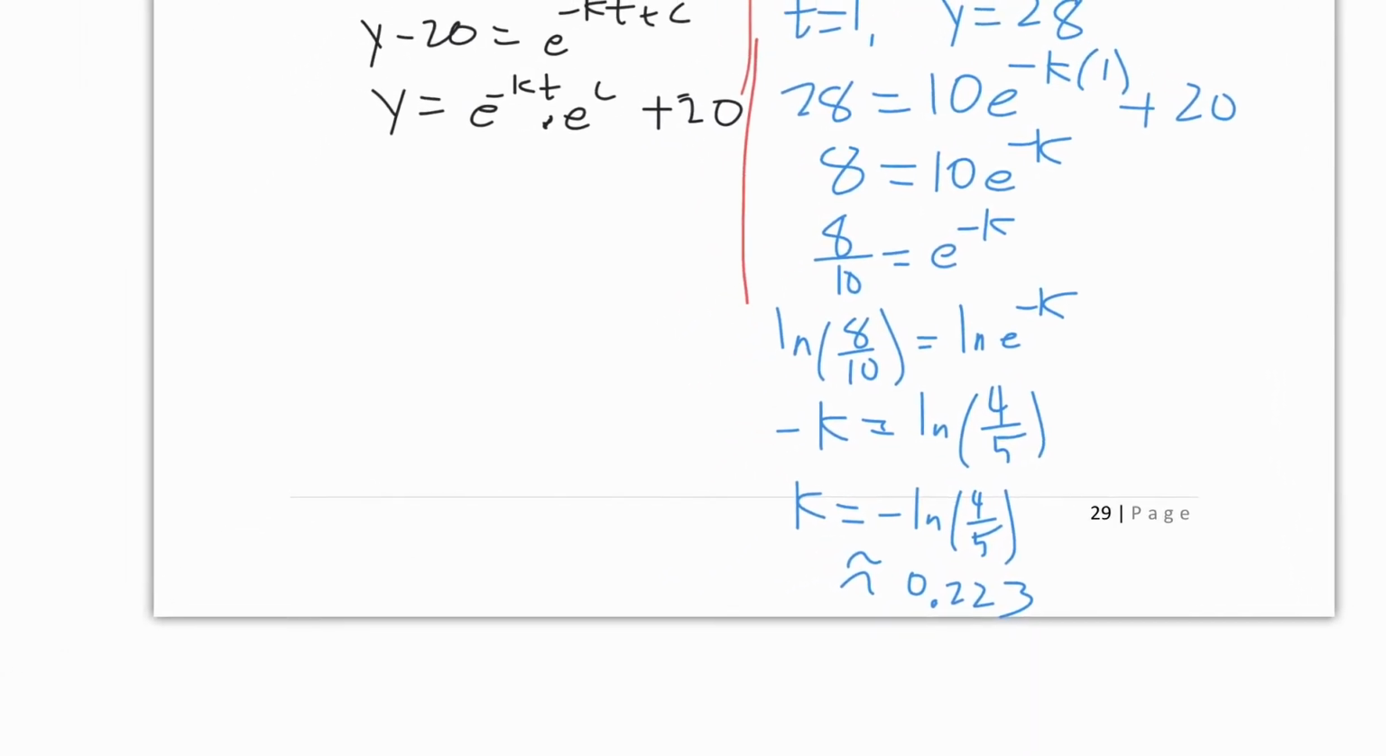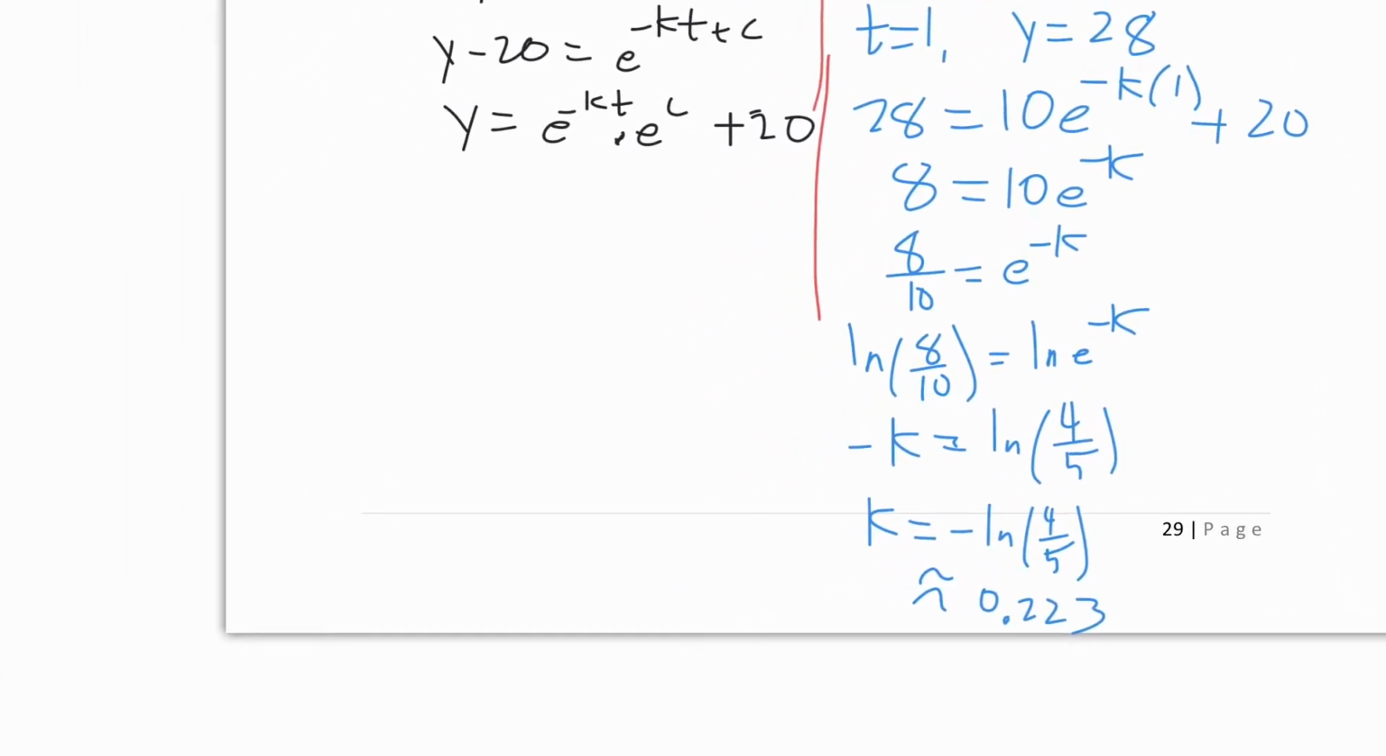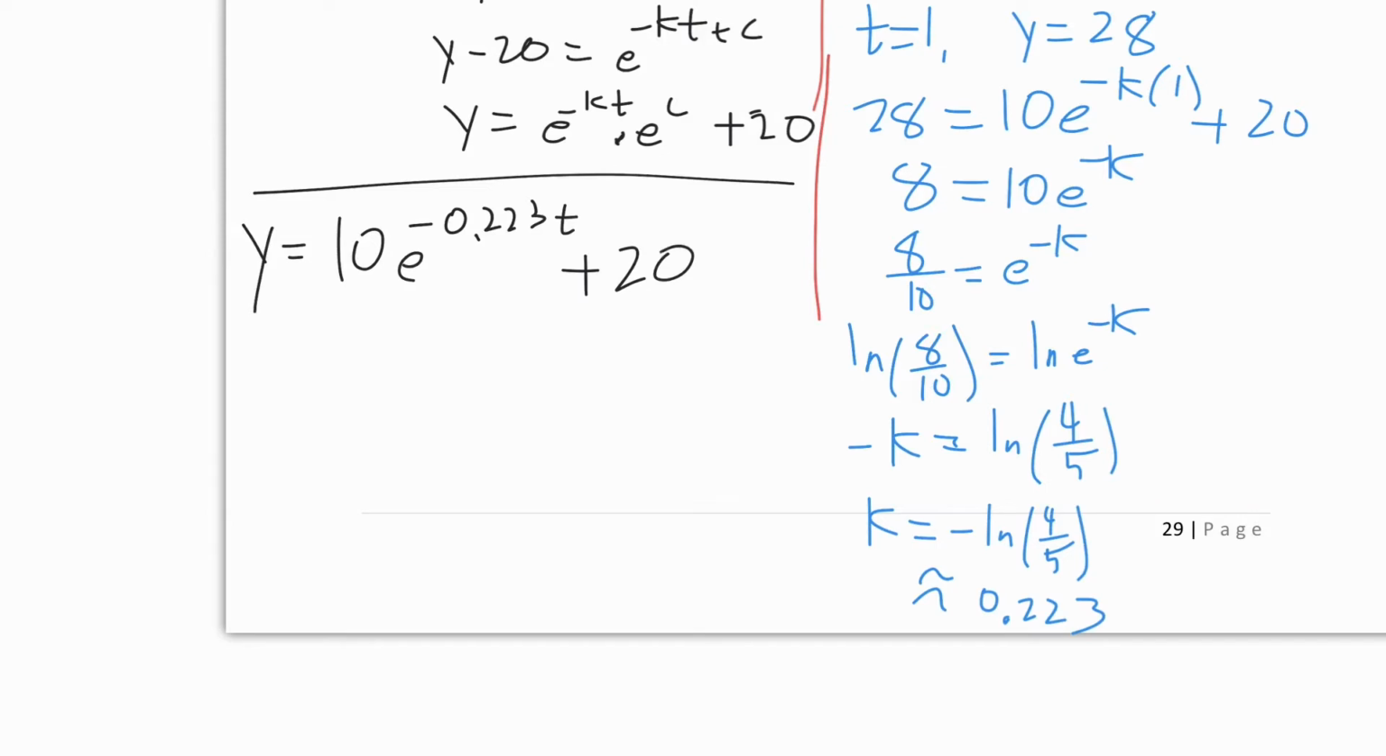All right, so we found our value for k. And so let's go ahead and plug all of that into our equation to get ourselves a nice, beautiful equation here. y is equal to e to the negative 0.223t, and we have it times 10. Maybe I'll put that in front here. Let's clean that up a little bit. 10 e to the negative 0.223t plus 20.